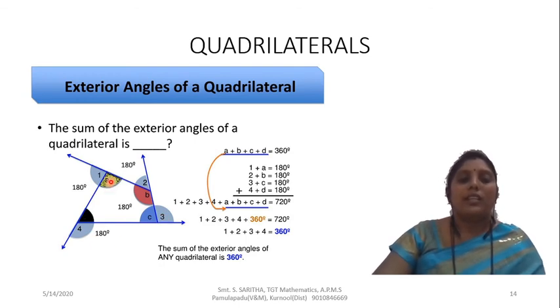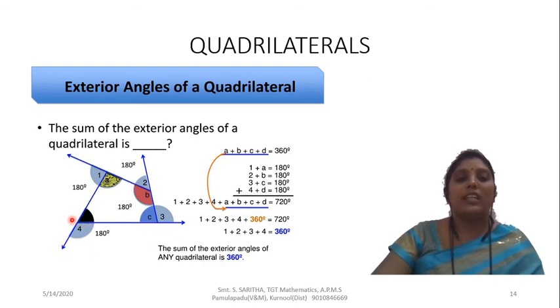You know that the sum of the interior angles of a quadrilateral is 360 degrees. That is angle A plus angle B plus angle C plus angle D is equal to 360 degrees. Now in this figure, angle 1 and angle A form a linear pair, so angle 1 plus angle A is equal to 180 degrees. Angle 2 and angle B form a linear pair, so angle 2 plus angle B is equal to 180 degrees. Angle 3 and angle C form a linear pair, so angle C plus angle 3 is equal to 180 degrees. And similarly, angle 4 plus angle D is equal to 180 degrees.